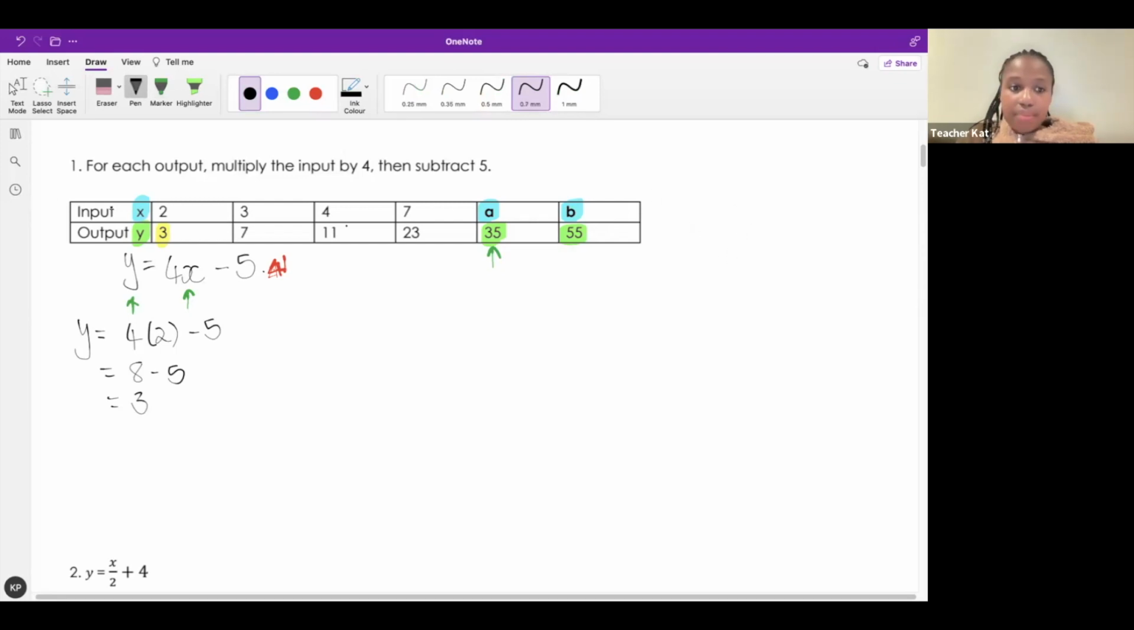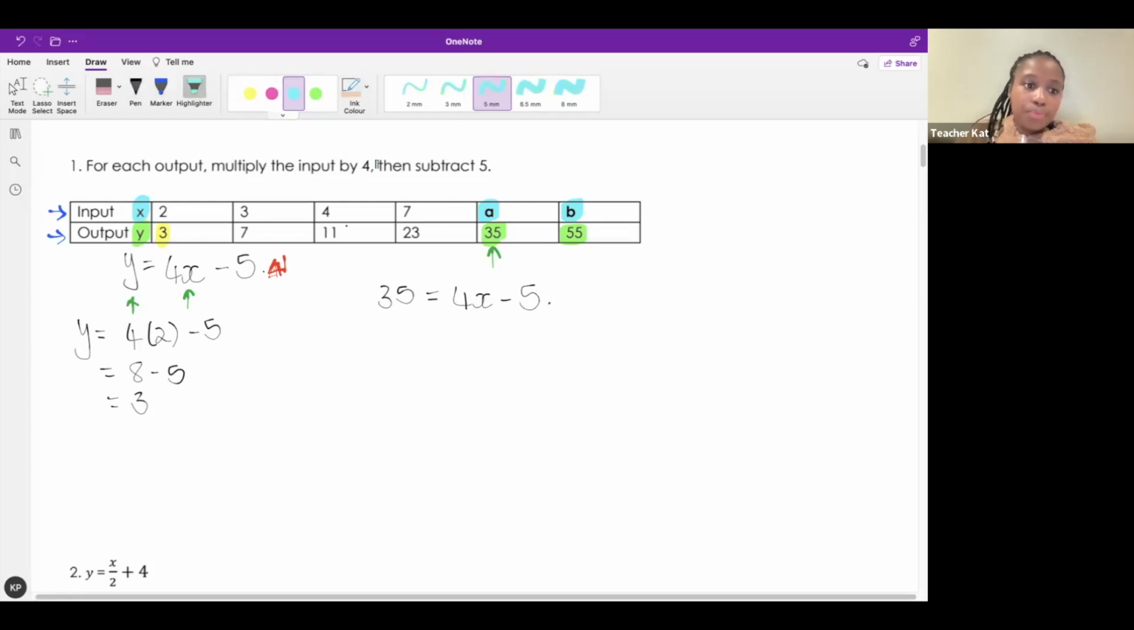Everyone says X. Okay, according to this table, is 35 my input or my output? Look at where it is in the table. Is it my input at the top or output at the bottom? It is output. So then if output is denoted by Y, where actually am I supposed to substitute that 35? At Y. So you guys have to look carefully. So then I'll substitute it where I have Y. So that means 35 equals 4x minus 5.